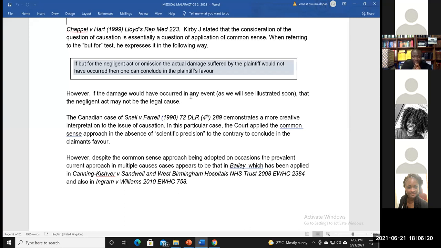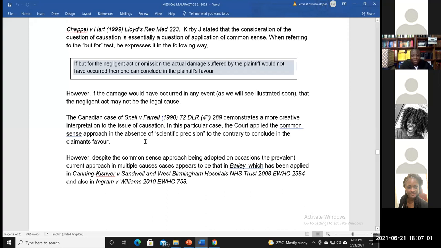In other words, the court was saying that insofar as there is no scientific precision, no evidence to scientifically say that the injury was as a result of what the defendant did or failed to do, then we are using the common sense approach to try and find out if we can blame the injury on the defendant. So that is the common sense approach.